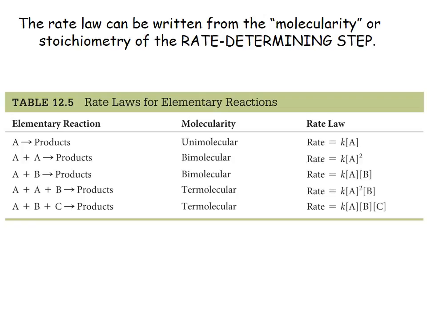So the second example, A plus A collide to form products, that is a bimolecular reaction, or the molecularity of 2, because 2 molecules must collide in the rate determining step. And then the reaction would be second order in A, because there are 2 molecules of A that have to collide. So you can look at all of these examples and you can see that if it's an elementary reaction or a single step reaction, or if it is the rate determining step in the mechanism, you write the rate law straight from the stoichiometry of that rate determining step.